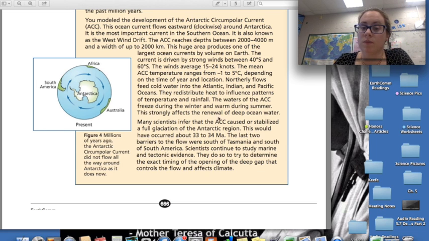This strongly affects the renewal of deep ocean water. Many scientists infer that the ACC caused or stabilized a full glaciation of the Antarctic region. This would have occurred around 33 to 34 million years ago. The last two barriers to the south flow were south of Tasmania and south of South America.